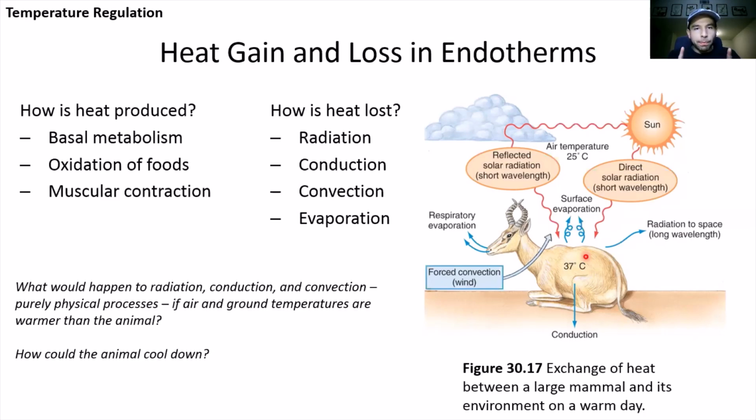Now, this is important. What would happen to these forces, radiation, conduction, and convection, which are purely physical processes, if the air and ground temperature are warmer than the animal? Okay, what would happen to these arrows? What process does the animal still have to cool itself? I'll leave that for you to figure out.